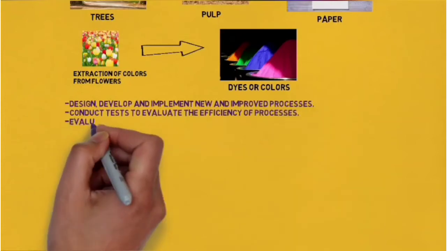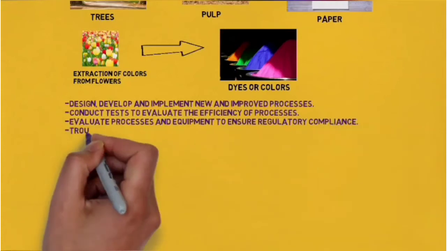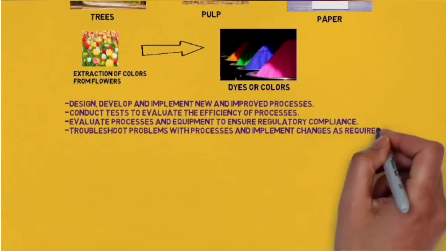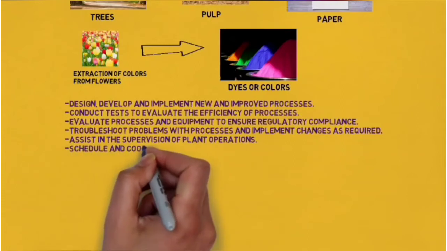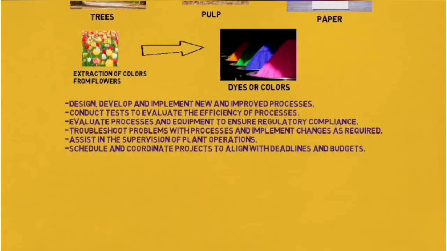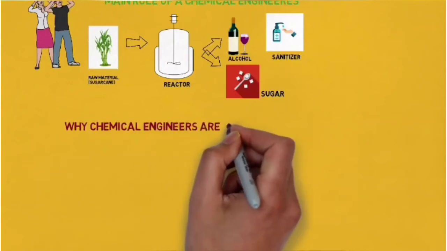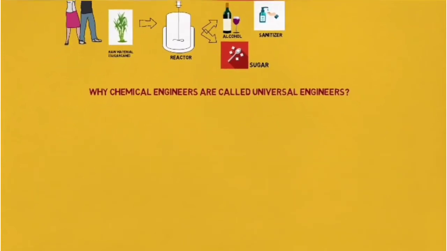What is the role of a chemical engineer? A chemical engineer can design, develop and implement new and improved processes, conduct tests to evaluate the efficiency of processes, evaluate processes and equipment to ensure regulatory compliance, troubleshoot problems with the process and implement the changes, assist in supervision of the plant operation, and schedule and coordinate projects to align with deadlines and budgets. So these are the main roles of a chemical engineer, which every chemical engineer has to do in any industry. I hope all of you have gotten a very good understanding of a chemical engineer's work.